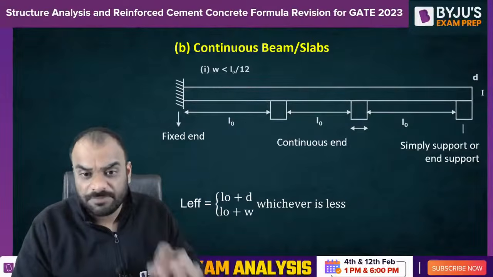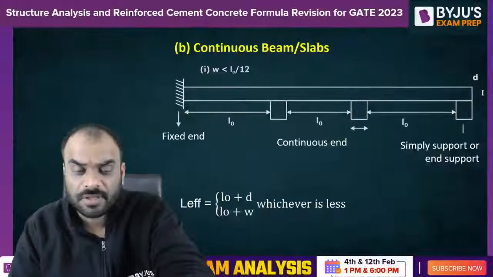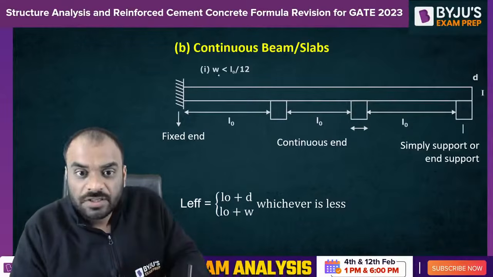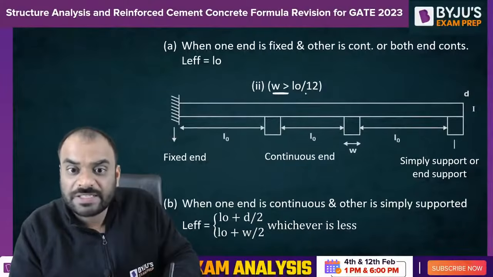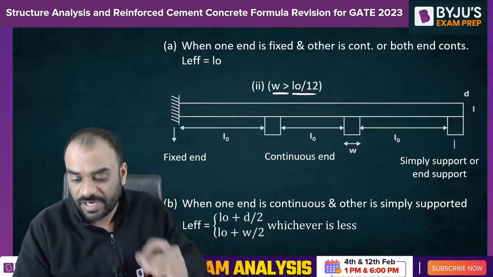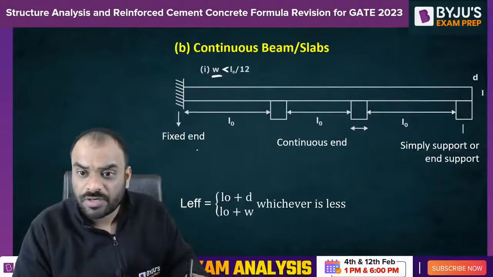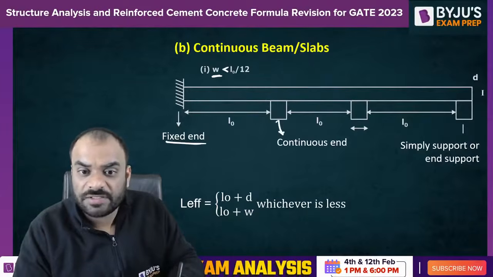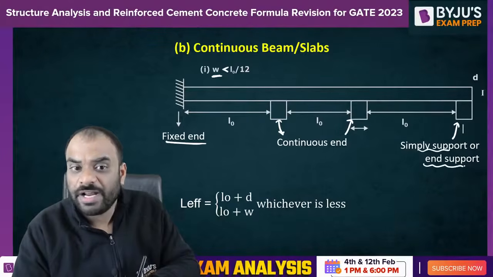If it is a continuous beam or continuous slab, there are two conditions. One is the width of support is less than L0 by 12. And the second condition is if the width of support is greater than L0 by 12, right? So let's understand what formula we have to use. Let us consider this one is our fixed end and this one is our continuous end. Again, this one is continuous end, and this one is a simply supported end or end support.